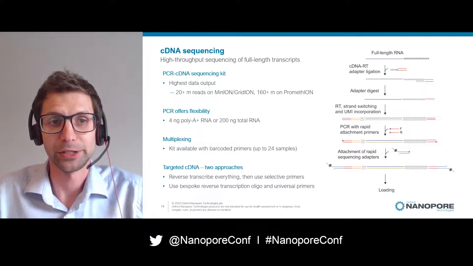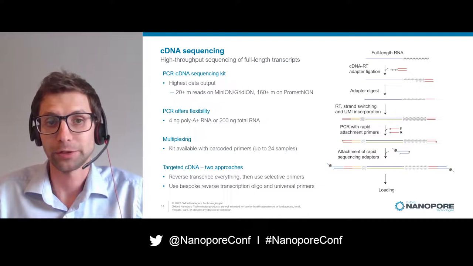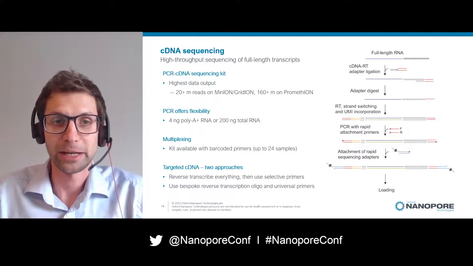It does offer also quite a lot of flexibility. We can start with either 4 nanograms of polyadenylated RNA or 200 nanograms of total RNA, because during the protocol we actually select for polyadenylated transcripts. As you can see in the overview of the protocol, we first, again just like with direct RNA, start with a reverse transcription adapter ligation to select for full-length transcripts with the poly-A tail.